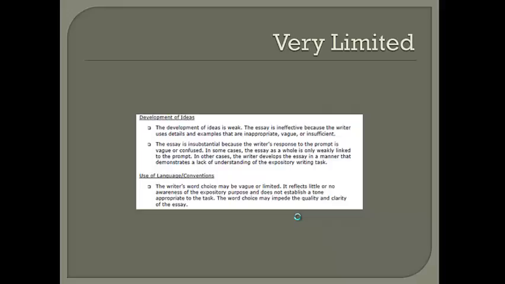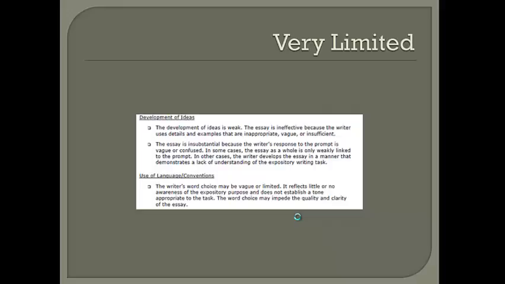Development of ideas. The development of ideas is weak. The essay is ineffective because the writer uses details and examples. Here we go, back to the prompt. Inappropriate, vague, or insufficient. Go ahead and go over the next 2 bullets and highlight some things and talk within your group. Go ahead and pause the video. The essay is insubstantial because the writer's response to the prompt is vague or confused. Weakly linked to the prompt. There we go. We keep hearing that same language.